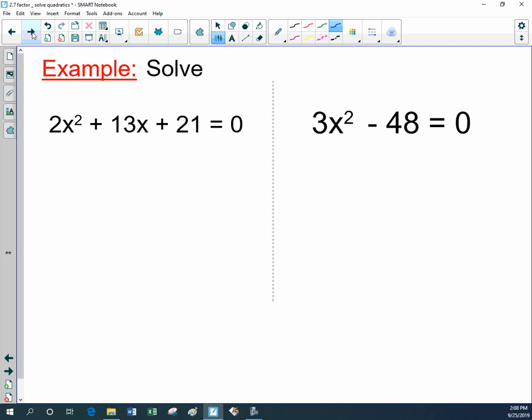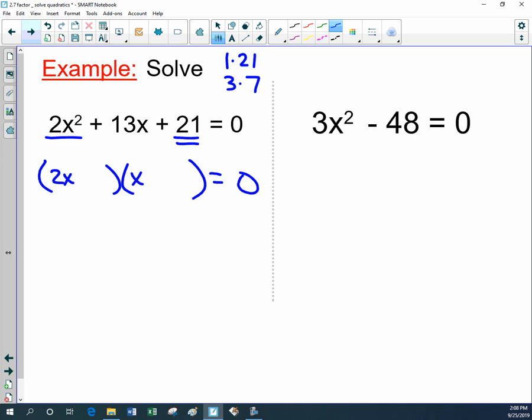So we have 2x squared plus 13x plus 21 equals 0. Okay, so basically what we want to do is, first of all, factor this quadratic. In factoring a quadratic, we're going to look for greatest common factor first. These three terms do not have anything in common. And so we would factor. So factors of 2x squared, 2x and 1x. Factors of 21. So here's our possibilities. We have 1 and 21 or 3 and 7.